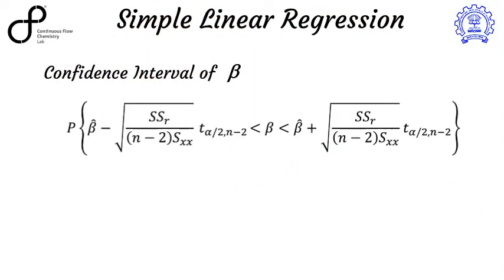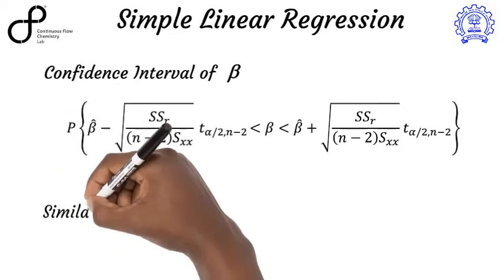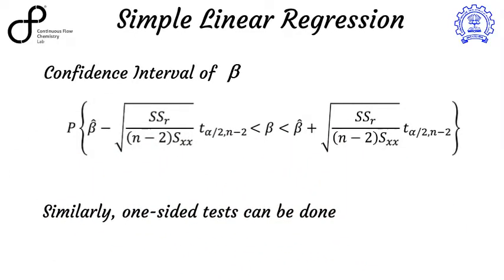Once we know the distribution, we can easily find out the confidence interval of beta as shown here. In a similar fashion, we can also find out the upper and the lower bounds, or the so-called one-sided tests, of beta.